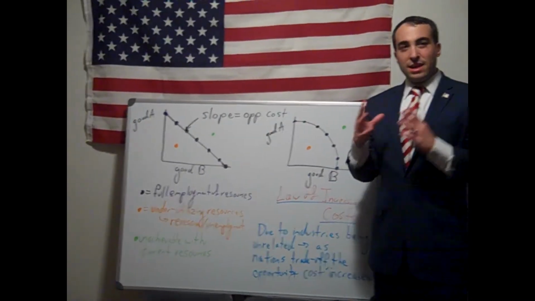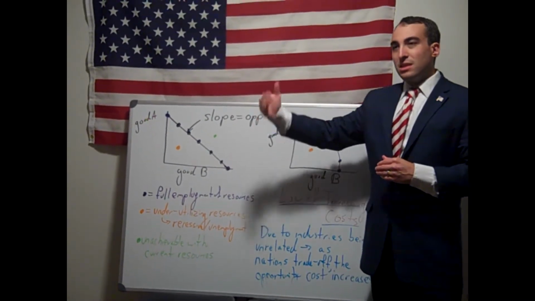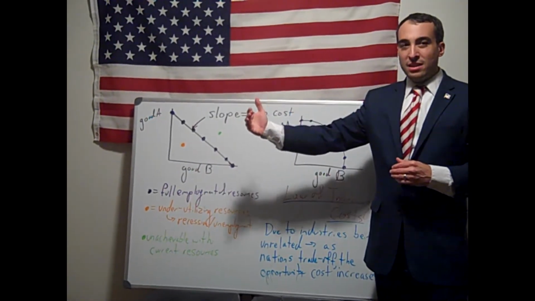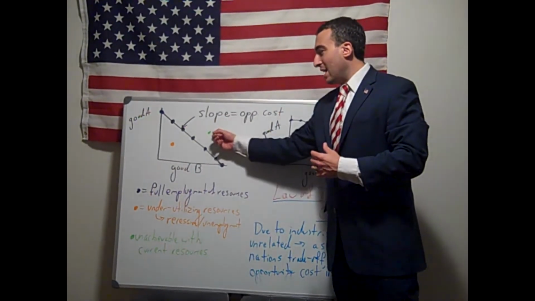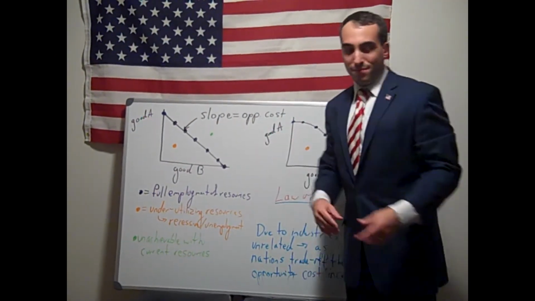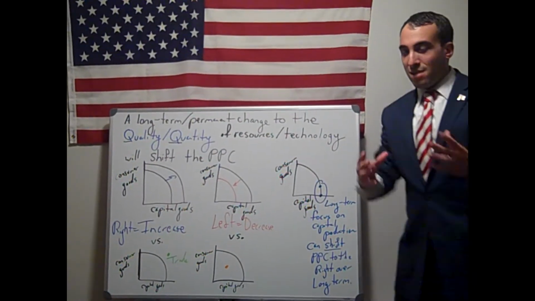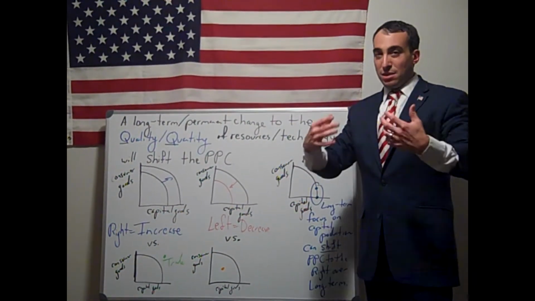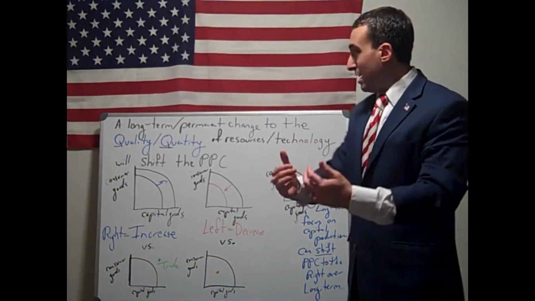What we're going to take a look at next is how nations extend the PPC, how they try to do so in the long term, and how they could get to this dot in the short term. What all nations desire is to continually increase their production capacity, their production potential.